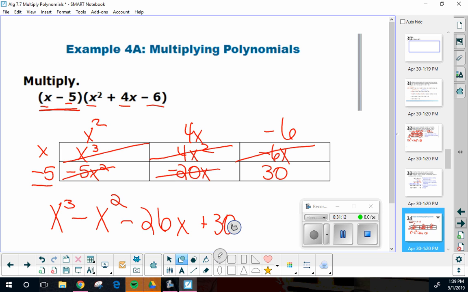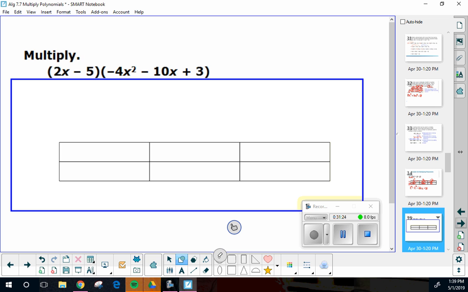This is why in 7th grade we worked so hard on showing you how to show your work. Because now look what you're having to do to keep your work nice, neat, and organized. Okay, I'm going to get you to do this one on your own, and then we're going to call it a day.